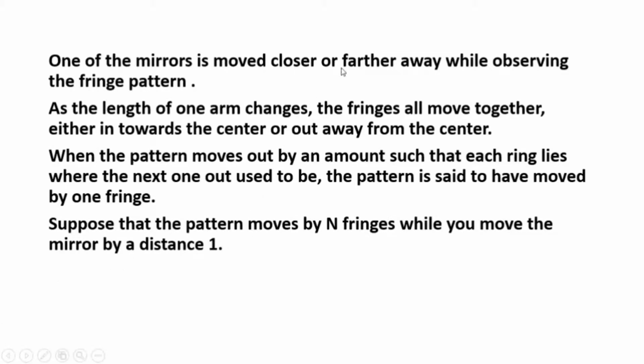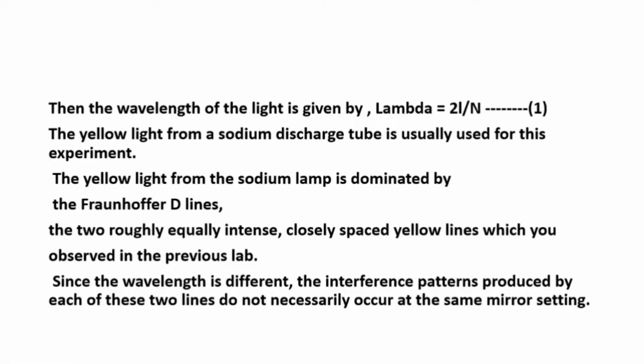One of the mirrors is moved closer or further away while observing the fringe pattern. As the length of one arm changes, the fringes all move together, either in towards the center or out away from the center. When the pattern moves out by an amount such that each ring lies where the next one out used to be, the pattern is said to have moved by one fringe. Suppose that the pattern moves by n fringes while you move the mirror by a distance L. Then the wavelength of light is given by lambda equals 2L upon n.